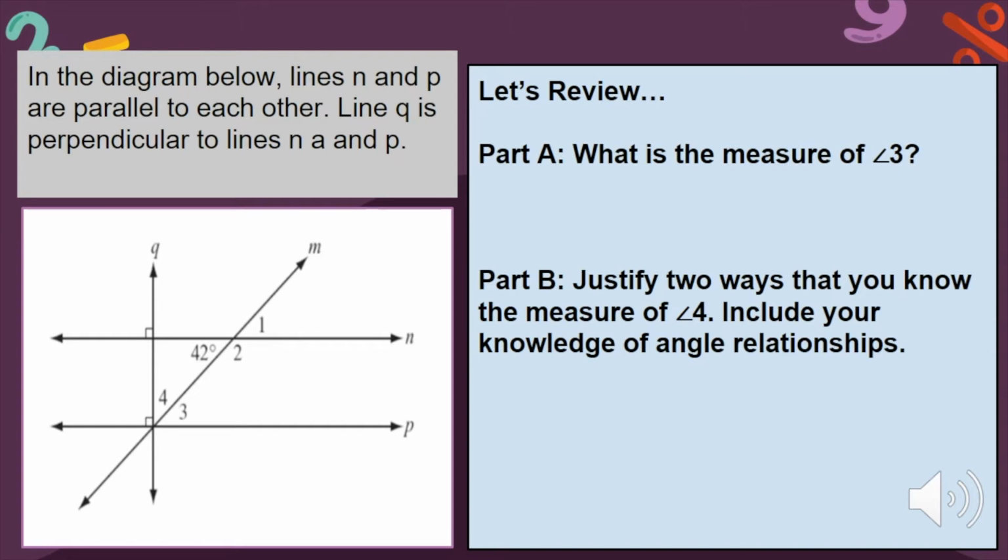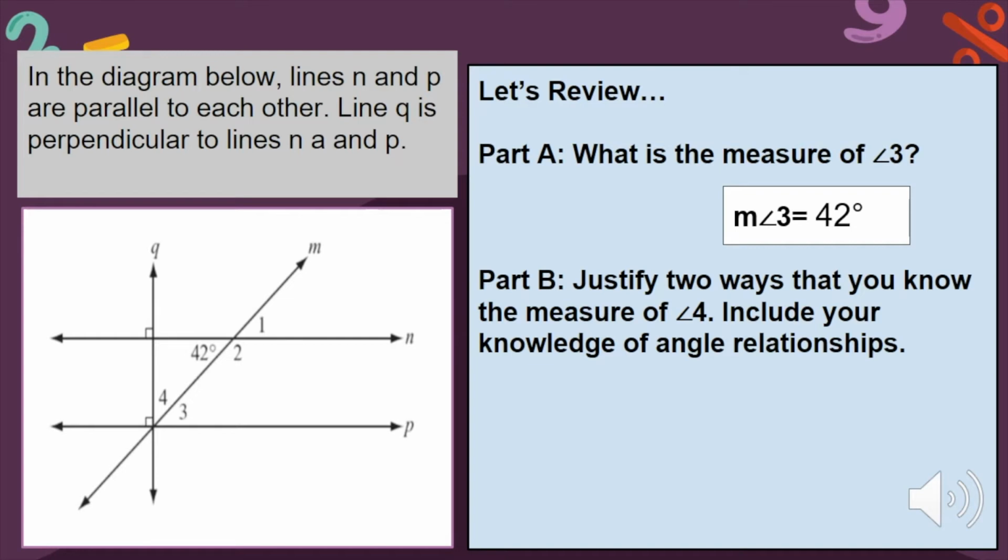Now that we have completed our 3 reads, we can answer the questions. For part A, what is the measure of angle 3? The measure of angle 3 is 42 degrees. We were able to use our 3 reads to help us determine that by using our knowledge of angle relationships.